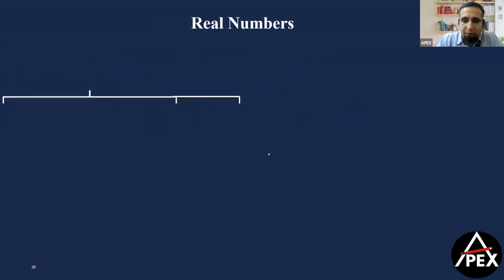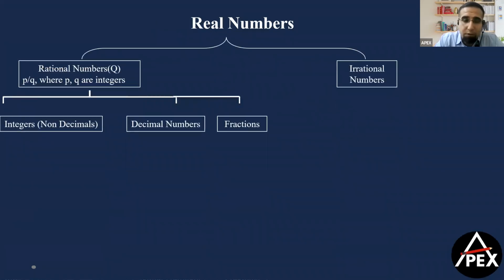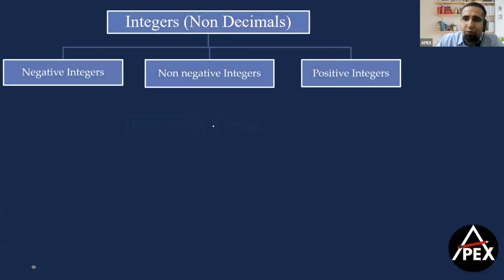Right. So let's get started with the rational numbers. So under rational numbers, we have three different forms of numbers. The first one is an integer, which is a non-decimal value. The second one is decimal numbers, and the third one is fractions. Right. Now let's try to understand each of them in detail.